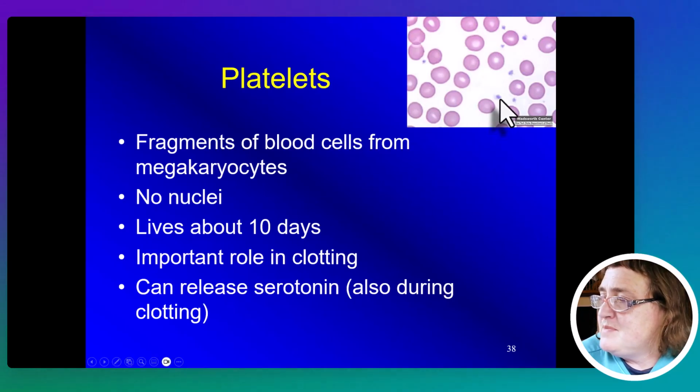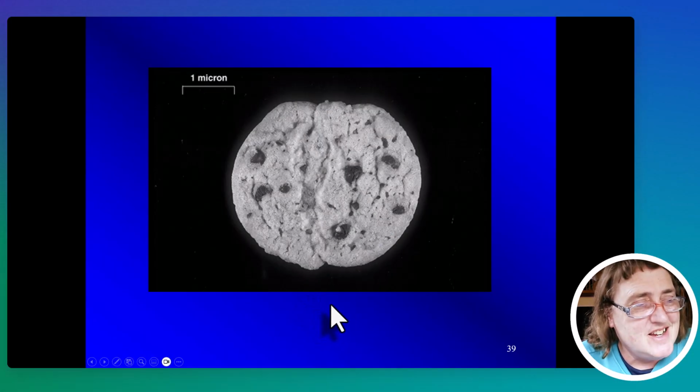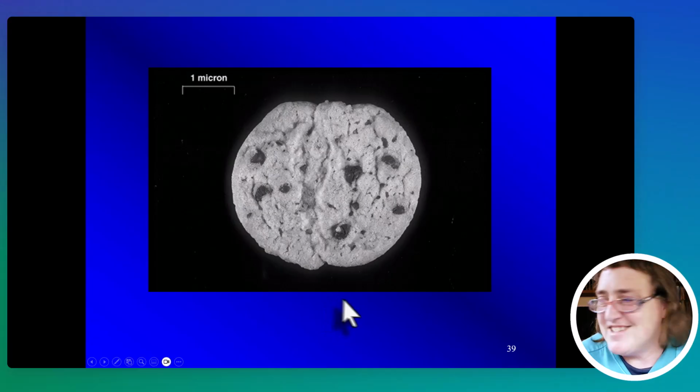Okay, in this picture, the little tiny purple dots are the platelets, so they're pretty tiny. When you look at them under an electron microscope, however, they look like chocolate chip cookies, which I just had to put this slide in here because I think it's a cool picture.